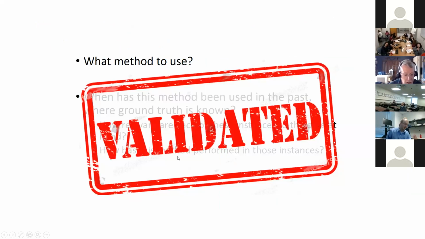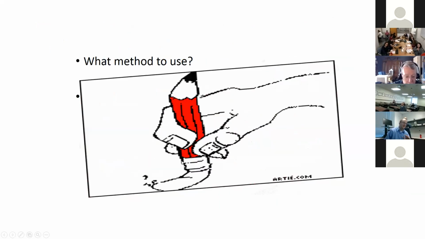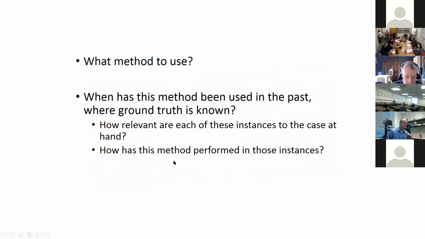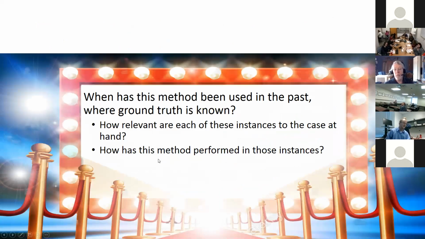So we would like for the term validated to not be used, and instead to keep focus on asking the questions directly of when this method has been used in the past where ground truth is known, how relevant each of the instances is to the case at hand, and how the method has performed in those instances. And to really make this part of the central message when reporting or providing testimony to another audience. And we'd like to see methods developed for the most effective ways to really provide this information directly.